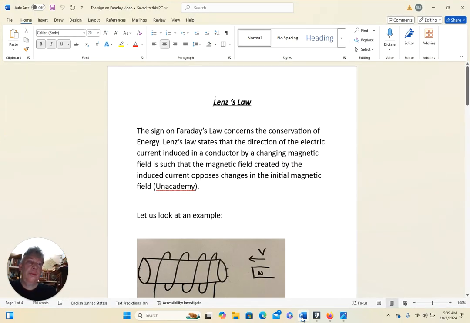Good morning, guys. Today we're going to talk about the sign on Faraday's law. And this sign really represents Lenz's law. Lenz's law is really a conservation of energy. Basically, Lenz's law states that the direction of the electric current induced in a conductor by a changing magnetic field is such that the magnetic field created by the induced current opposes changes in the initial magnetic field.